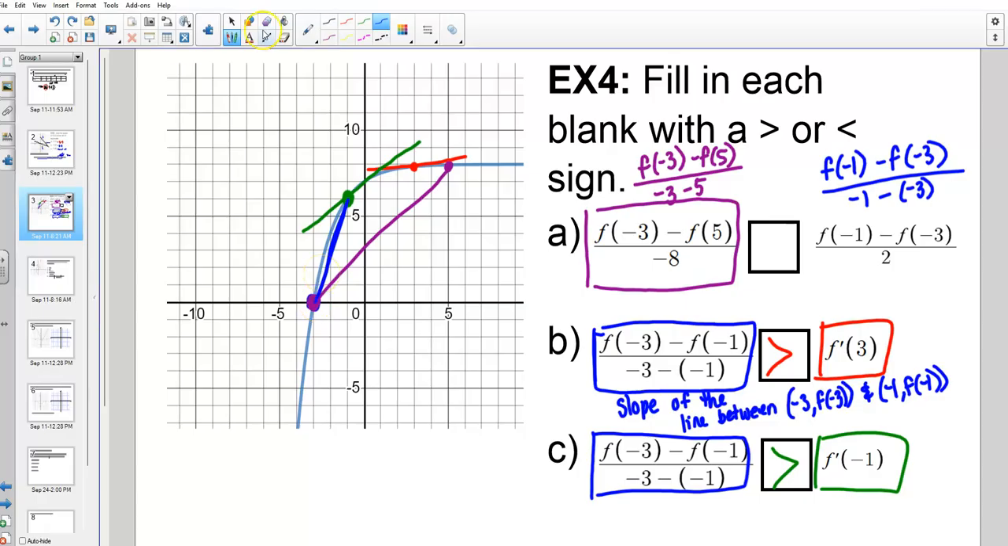So which one is going to be greater there, my blue line or my purple line? Blue. And so the blue's on this side this time, so I'm going to have a less than sign for that. Okay, questions?